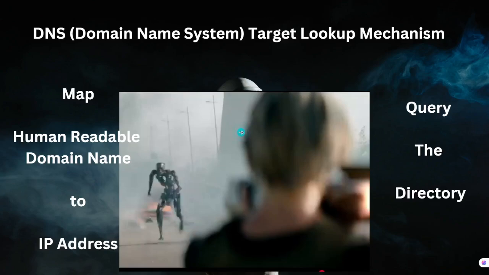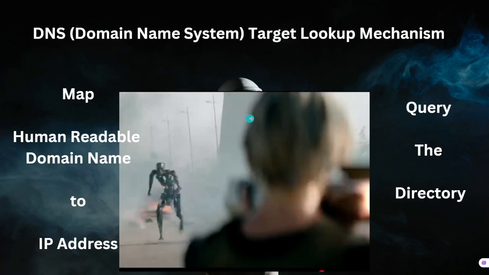The next concept is the Domain Name System. DNS helps map human-readable domain names to machine-readable IP addresses. The Terminator doesn't know Sarah Connor's exact address immediately, so it queries a directory, a phone book, to resolve Sarah Connor into an actionable target address. Just like DNS routes users to the correct IP, the Terminator resolves a high-level query into an exact physical location.